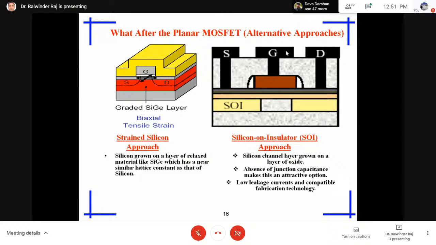Why are we mixing these atomic structures? Because silicon has its own benefit, germanium has its own benefit, and if we want to take the benefit of both silicon and germanium, we can come up with this.